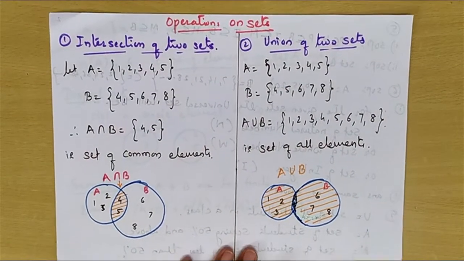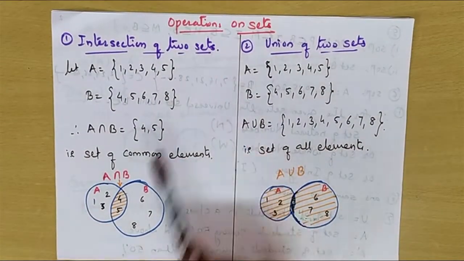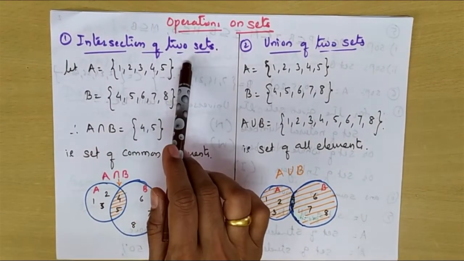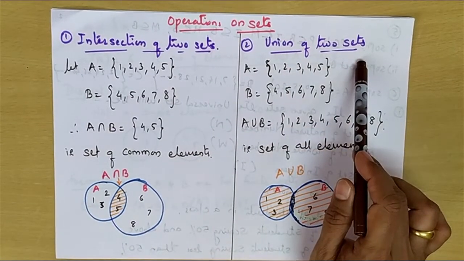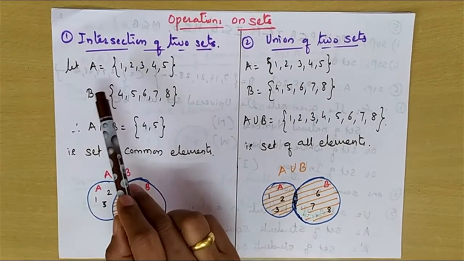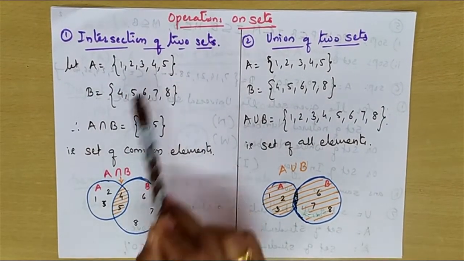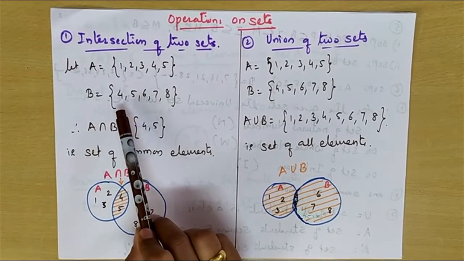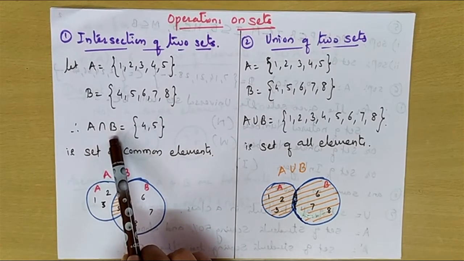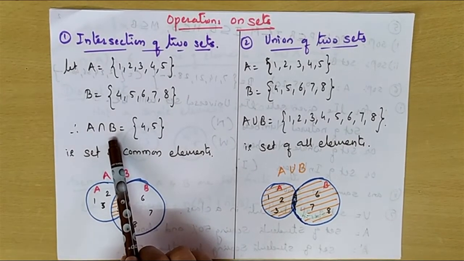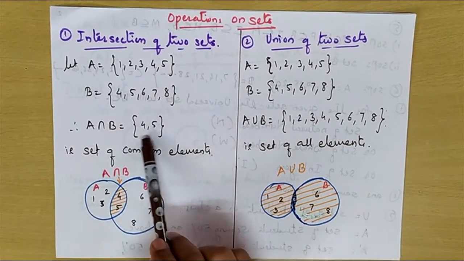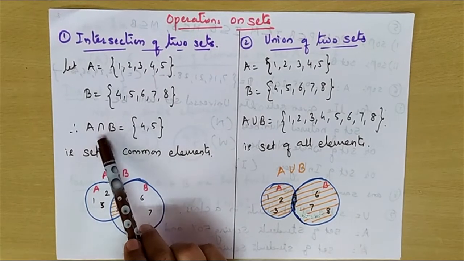Now the next concept is about operations on a set. There are two operations on a set. One is intersection of two sets and the other is union of two sets. Intersection, let us see by considering an example. A set is 1, 2, 3, 4, 5 and B set suppose is 4, 5, 6, 7 and 8. Then A intersection B means you have to write only the common elements from set A and set B. Those are 4 and 5. Okay. So A intersection B.